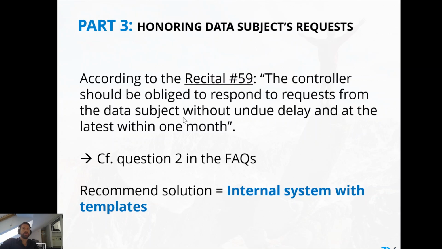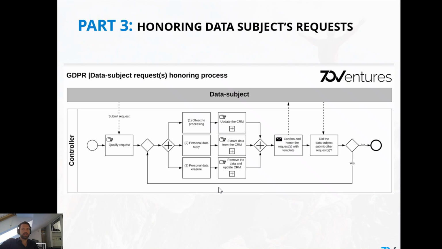That's what they mean by without undue delay, and at the latest within 1 month. So usually you can do it within a few hours. And the recommended solution is to have internal systems. So basically, here's the data subject, your prospect. This is you, your company, the controller. You get a request. You check if it's one of these requests. Then according to this, you follow the process to update your CRM. And you confirm using the templates. And if you don't get any other requests, you finish. If so, then you go back here.